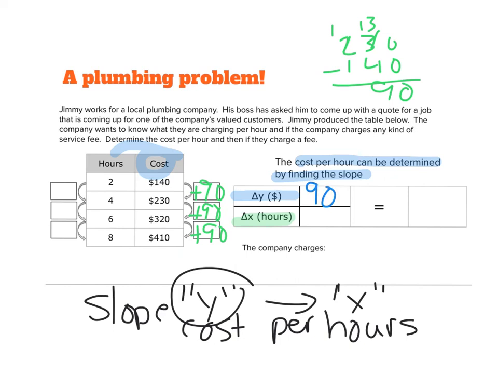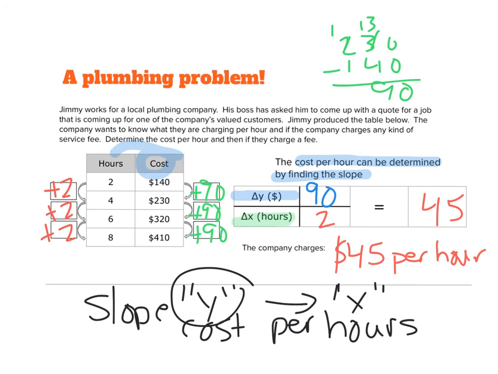Now what we need to figure out is per how many hours. When I look at the x's, 2 to 4 is an increase of 2 each time. So I have 90 divided by 2, which gives me 45. So the company charges $45 per hour.